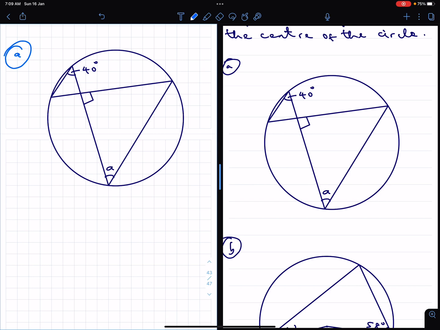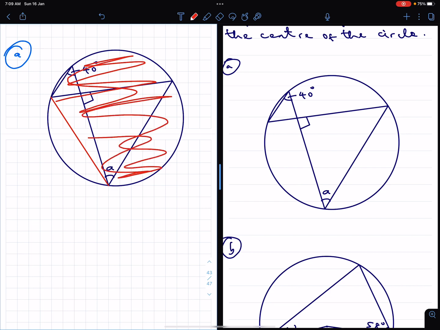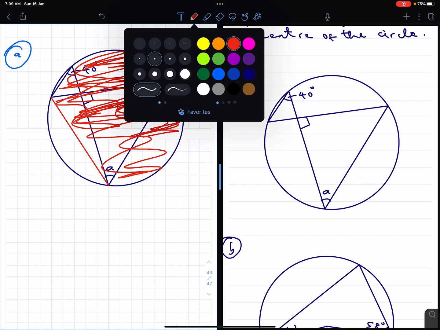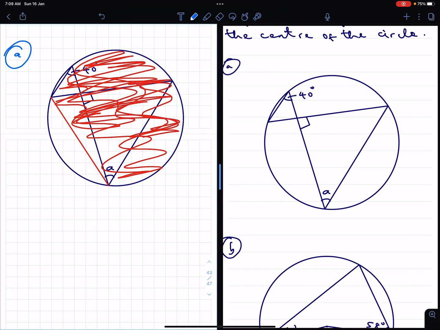We can see first, if I construct a chord here, we would see that the circle is now divided into two segments. This is one segment, which is a major segment, and this is another segment, which is a minor segment. We would see therefore that this angle, 40 degrees, and this angle are in the same segment, so they are going to be equal. That means this is also 40 degrees.